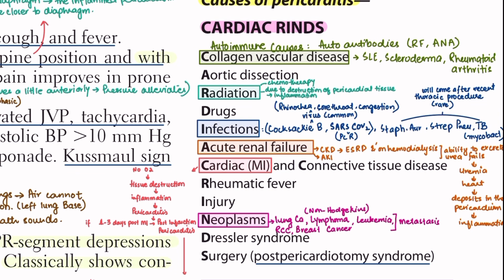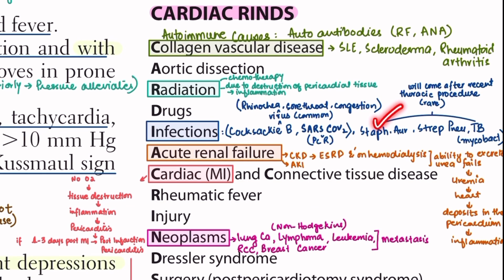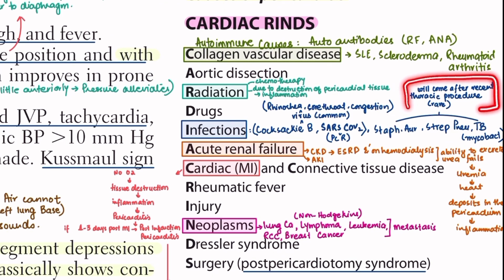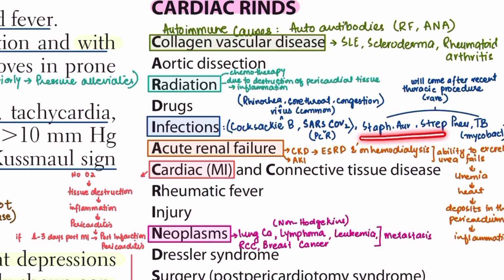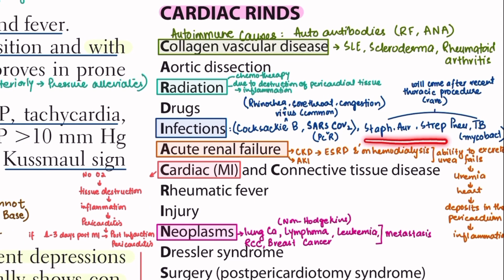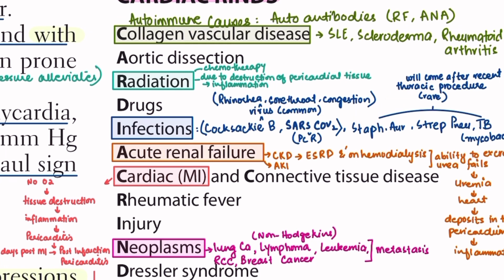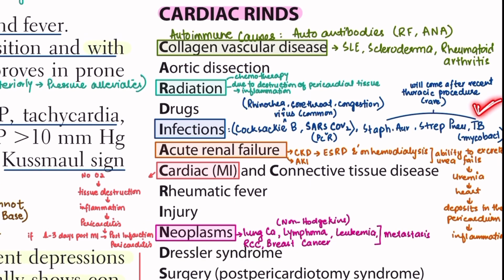The bacterial infection will include pathogens such as Staphylococcus aureus, Streptococcus pneumoniae, and Mycobacterium tuberculosis, and they usually happen after recurrent thoracic procedures. Anything that requires you to open the thoracic cavity and perform a surgery can lead to opportunistic infections. The pathogens involved in those infections can be Staphylococcus aureus, Streptococcus pneumoniae, and Mycobacterium tuberculosis.